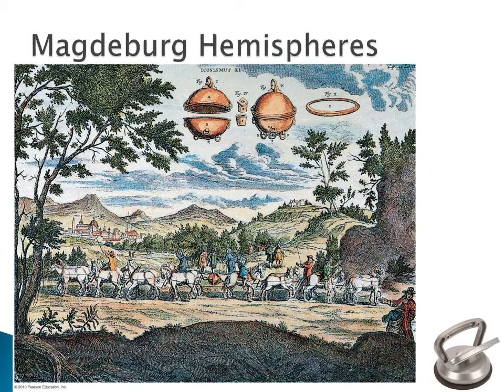And what he found is that two teams of horses could not pull those hemispheres apart. They weren't bolted together. They were just held together, just two copper hemispheres and this leather airtight seal between them. So how did it work? When the two hemispheres were together initially, before they evacuated the air, there's atmospheric pressure pushing them together, and there's air inside pushing them apart, so it's easy to separate.